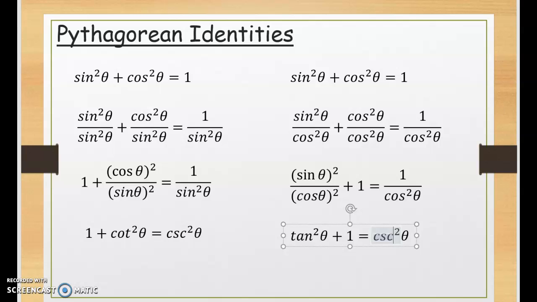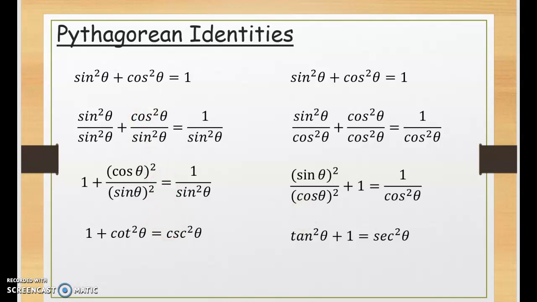Well, that's the reciprocal of cosine theta. 1 over cosine theta is the reciprocal of cosine theta, which we call secant, so this is secant squared theta. Okay, so here we were able to derive 2 more Pythagorean identities. 1 plus cotangent squared theta equals cosecant squared theta. Tangent squared theta plus 1 equals secant squared theta. Okay, you are expected to know all 3 Pythagorean identities. I would like for you guys to have this memorized by heart.